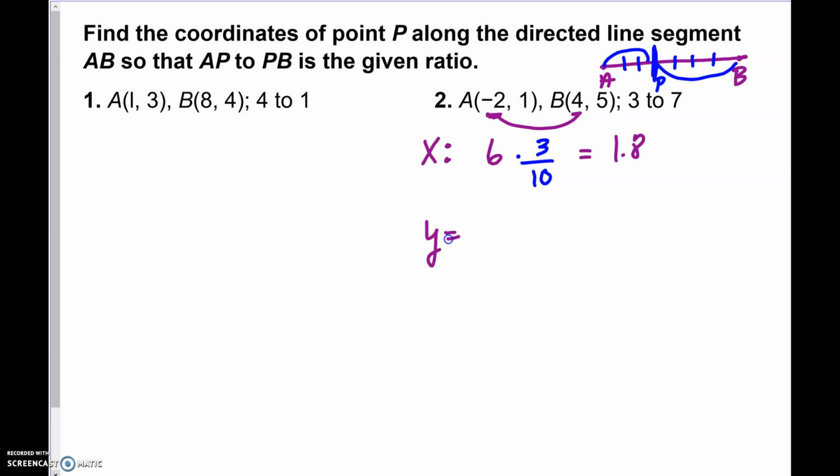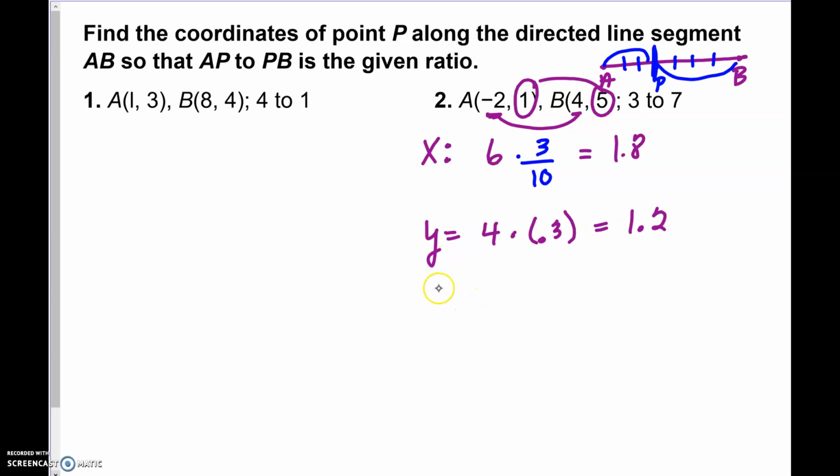Now, if I'm going to do my y values from 1 to 5, that is 4 units. And again, I'm going to multiply by 3/10. So you could certainly multiply it by 3/10 and write it as a decimal. Either way is fine. And this time I get 1.2.